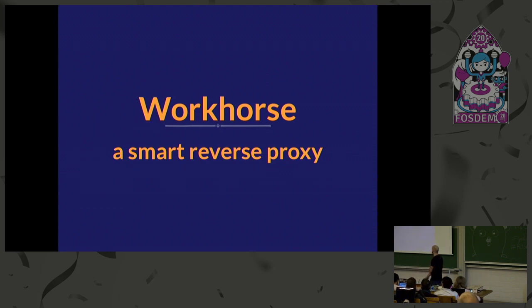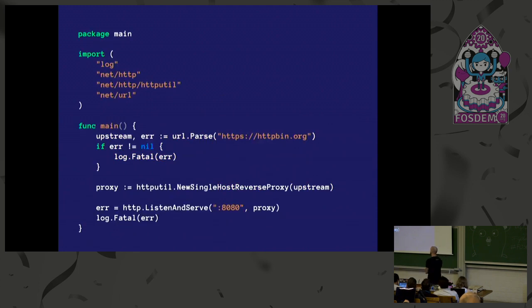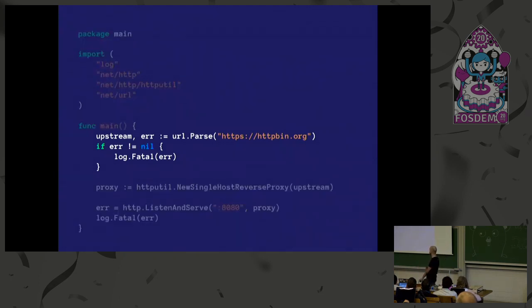So let's start with a simple example. How hard would it be to write a reverse proxy in Go? This is a reverse proxy in Go: three lines of code, plus error checking and imports. Let's take a look at this. First, you need a URL for your upstream server. Then you need a proxy from the httputil package, NewSingleHostReverseProxy. You pass the URL in, and then ListenAndServe. Done. You have a reverse proxy.